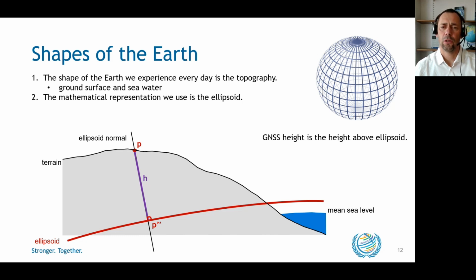You may also recognize on the right in the figure that the ellipsoid and the mean sea level are not on the same level. This is in general the case, as the sea doesn't follow the geometric form.